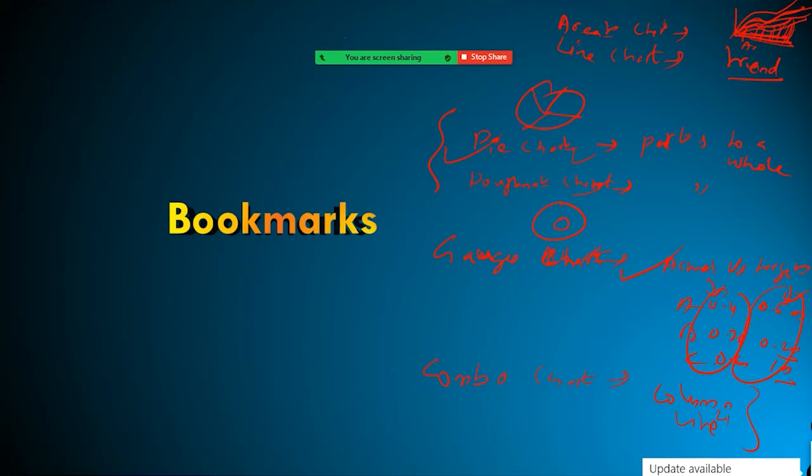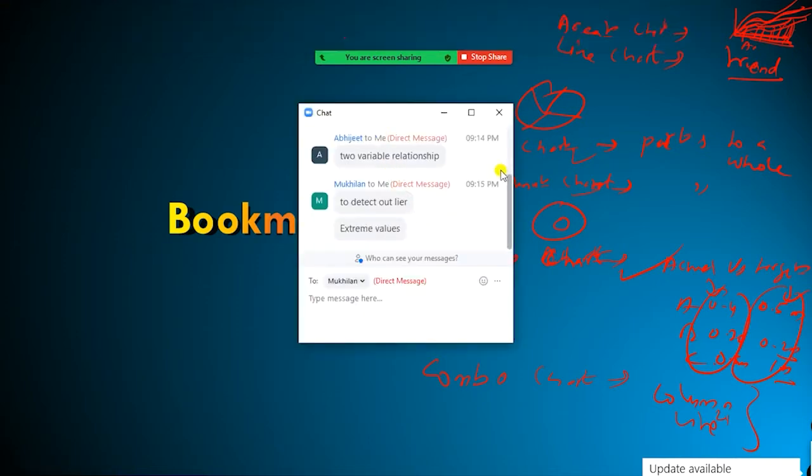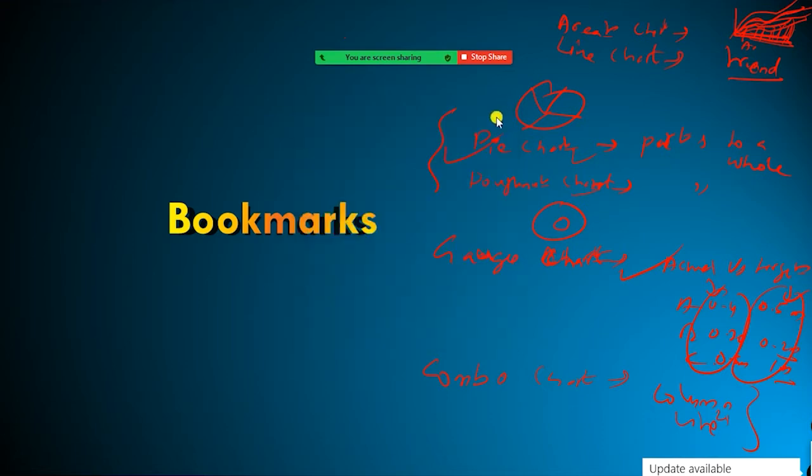A scatter plot is used to find out the relationship between two quantitative variables. That is very important. So what is your answer, Abhijit? Your answer was two quantitative variables, to find out the relationship between two quantitative variables. And what is the advantage of this one? What are the other advantages of using a scatter plot? You can find out the outliers. Very good.